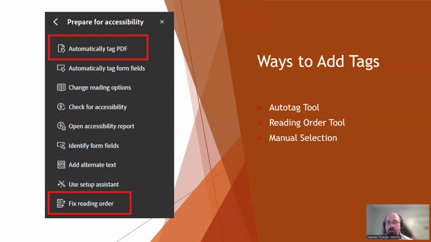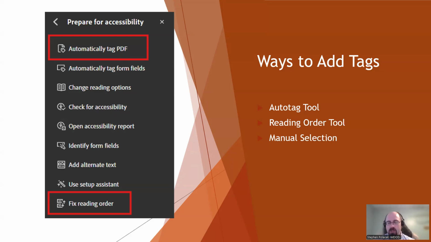As I said, we're going to be working with Adobe Acrobat Pro, and it has its own accessibility tool. In this case, they call it Prepare for Accessibility, and that's what we'll be using today. There are three ways we can add tags. The first is the automatically tagged PDF. This is what a lot of us call auto tagging.